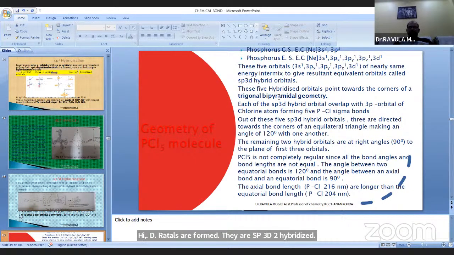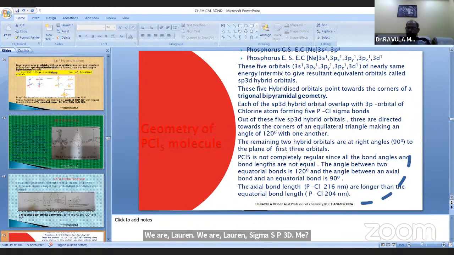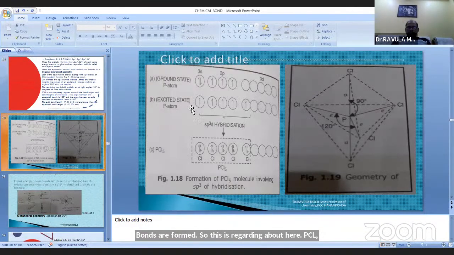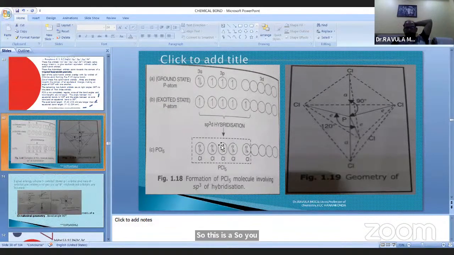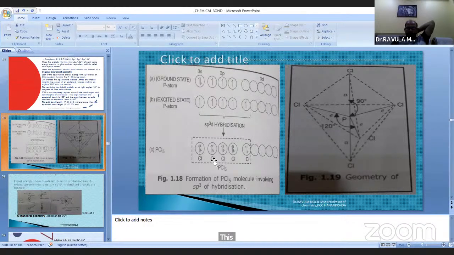These 5 sp3d hybridized orbitals are arranged in trigonal bipyramidal geometry. Each unpaired electron in an sp3d hybridized orbital overlaps with the p orbitals of the chlorine atom to form sigma sp3d-p bonds. So this is regarding PCl5. This is the PCl5 structure. So here the hybridization is sp3d hybridization. These unpaired electrons overlap with the chlorine p orbital.